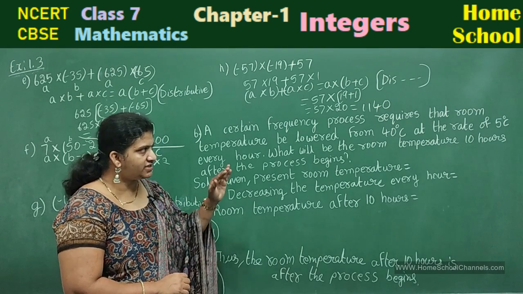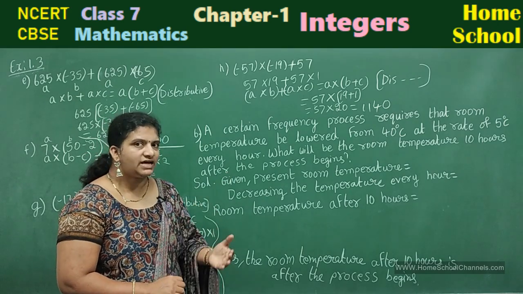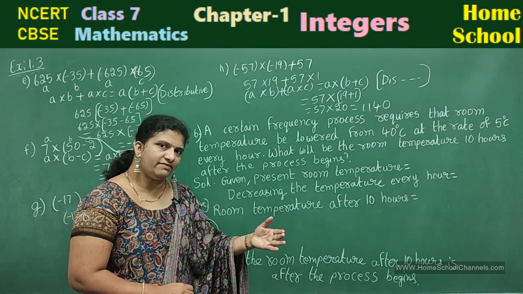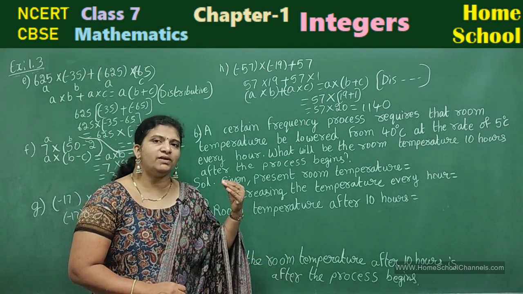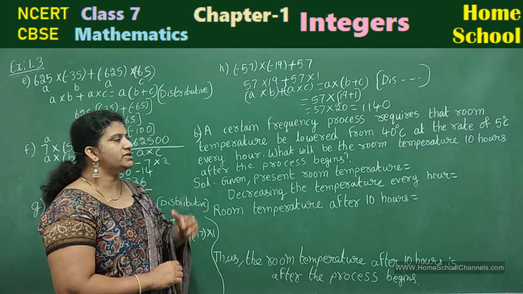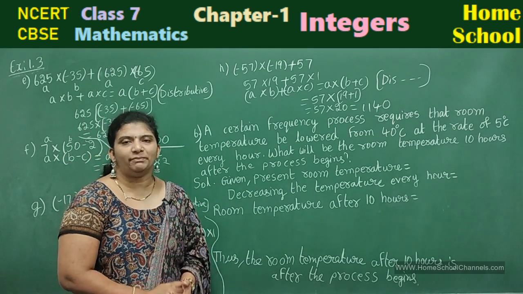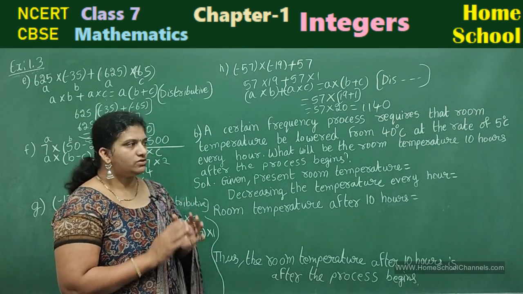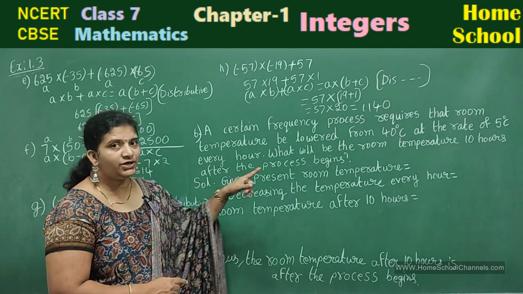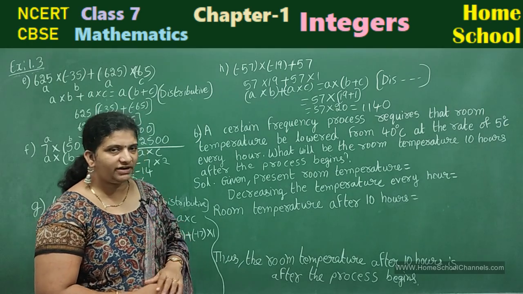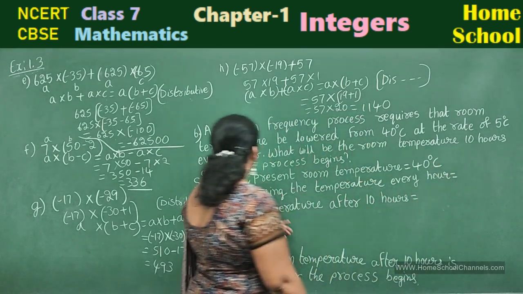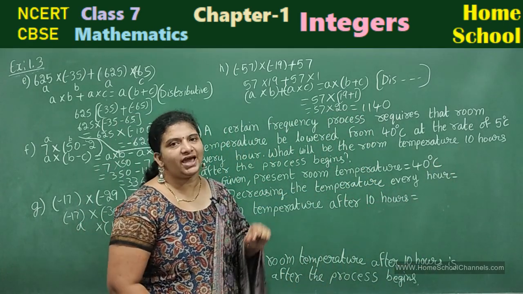So present temperature is 40 degrees centigrade. So next hour if you reduce 5 degrees, 35 degrees centigrade. And the next hour if you reduce 5 more degrees it will be 30 degrees centigrade. Like that, after 10 hours, what is the room temperature? Okay, so let us start the solution carefully. Given present room temperature, what is the present room temperature? 40 degree centigrade, right? Decreasing the temperature every hour.